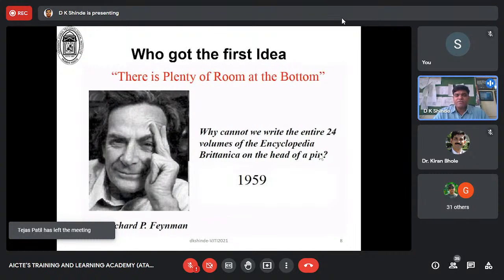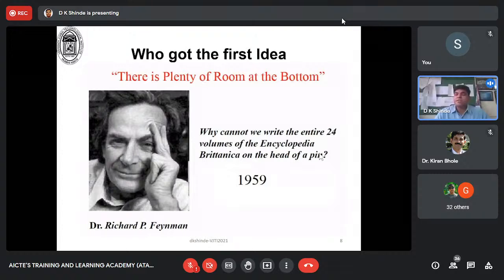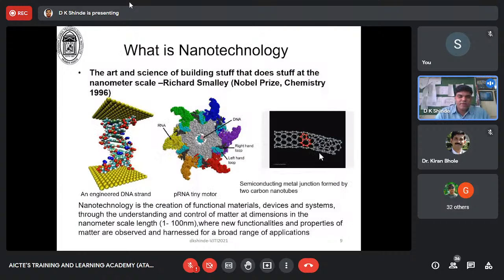Richard Feynman, the first person in 1959, gave the idea of why we can't write the entire 24 volumes of the Encyclopedia Britannica on the head of a pin. He said there is plenty of room at the bottom where you can do things and develop things. And from that onwards, people started developing stuff at the nanoscale.